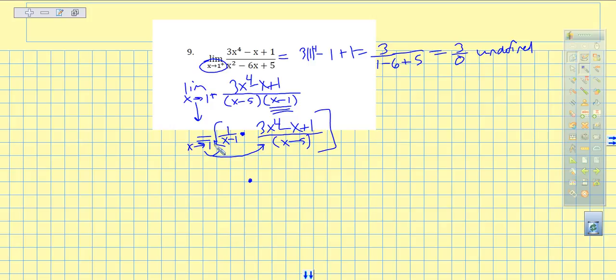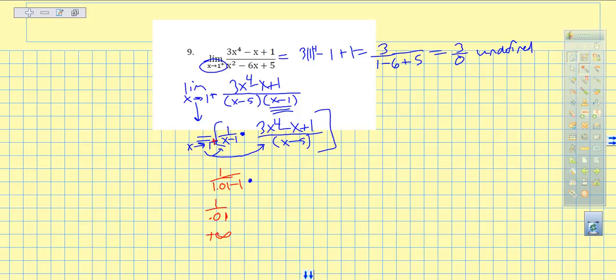So, what is the value as x approaches 1 from the right? That would be a number like 1.01. And if we subtract 1, we get 1 divided by a positive small number. And 1 divided by a positive number that's very small is going to be positive infinity.